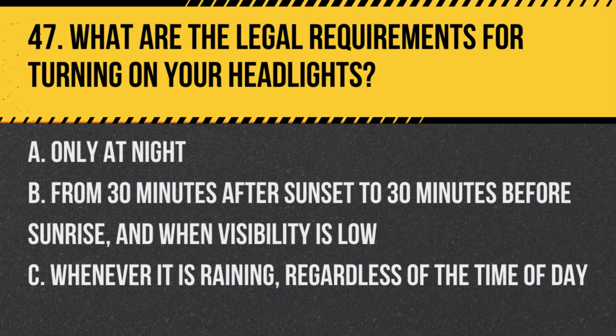Question 47. What are the legal requirements for turning on your headlights? A. Only at night. B. From 30 minutes after sunset to 30 minutes before sunrise and when visibility is low. C. Whenever it is raining, regardless of the time of day. Answer: B. From 30 minutes after sunset to 30 minutes before sunrise and when visibility is low. In California, headlights must be used during these times and conditions.